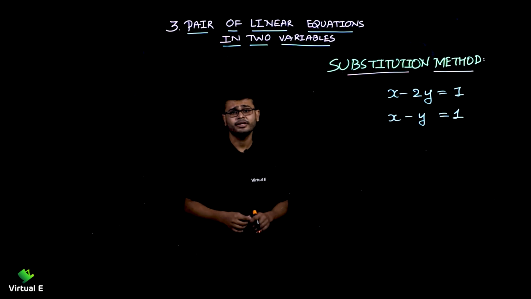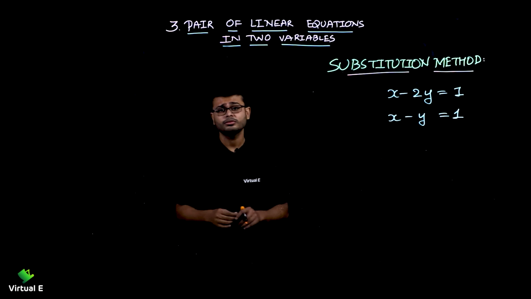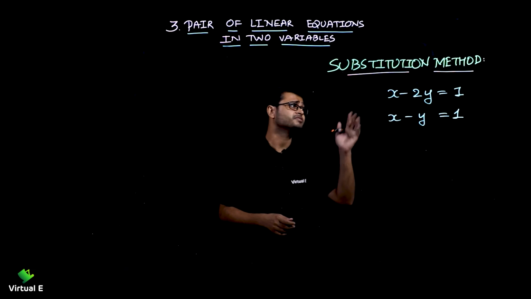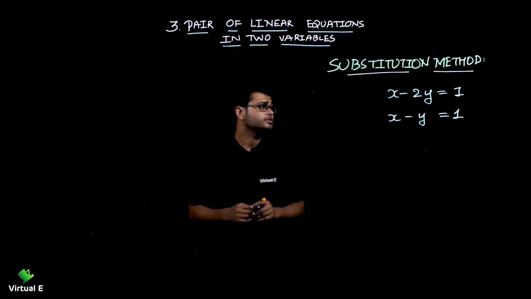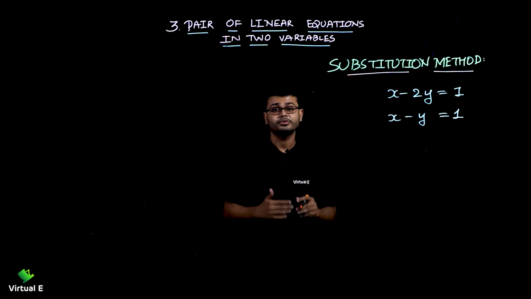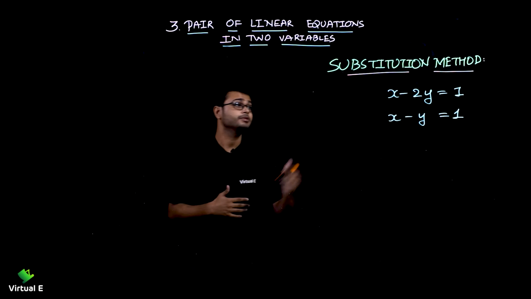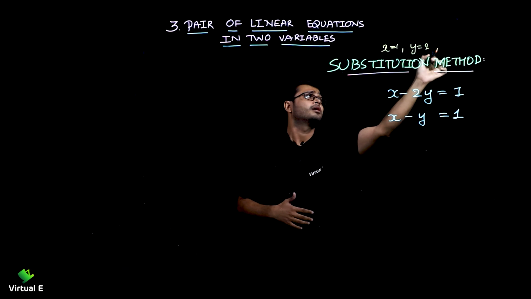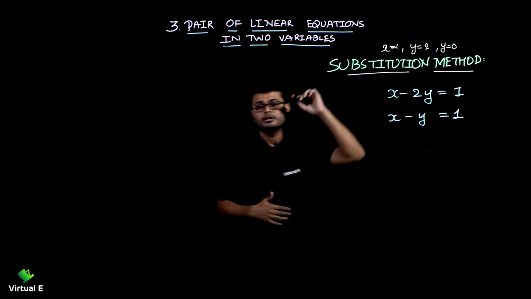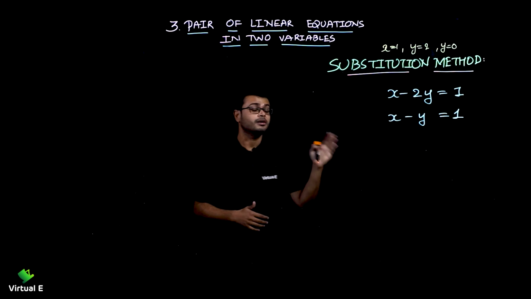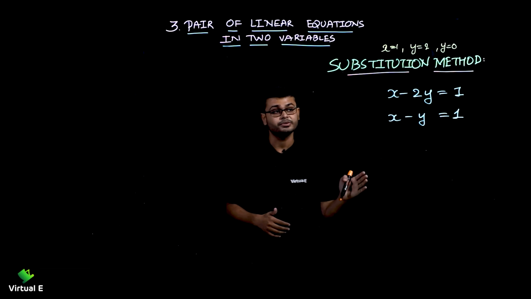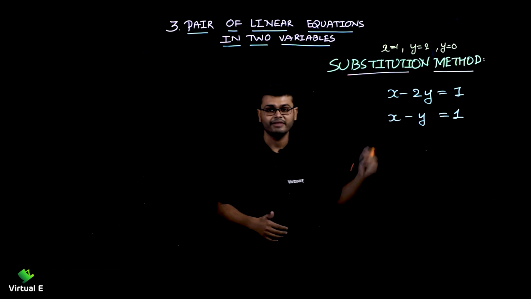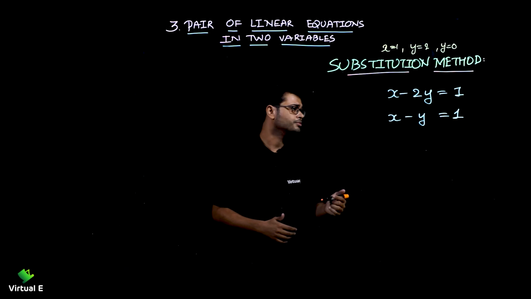So in this session, we are going to learn about the second method, how to solve equations with the help of substitution method. As the name suggests itself, substitution. We are going to substitute one value into an equation. So far we were substituting numbers like x is equal to 1, y is equal to 2, y is equal to 0. Now we are not going to substitute numbers, but we are going to substitute the value in terms of another variable. Let me explain how to do that.